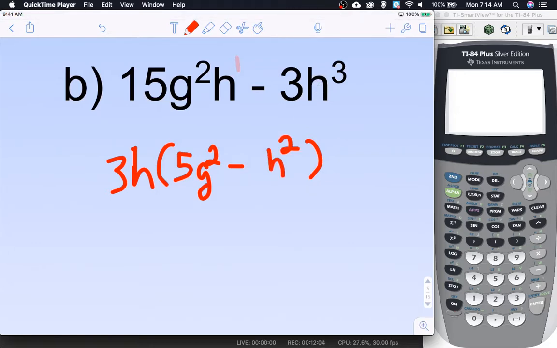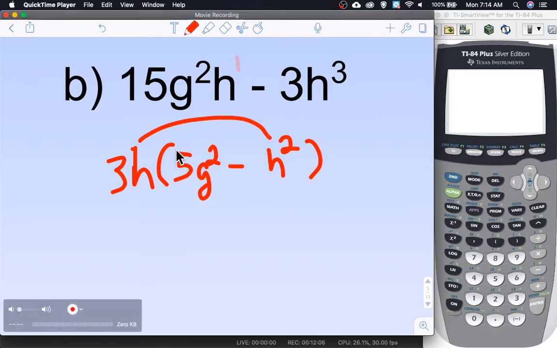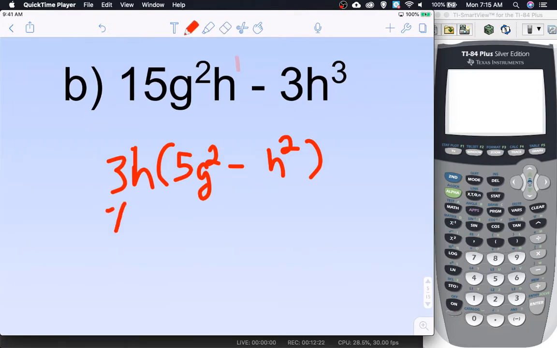And you know you did this right. If you would multiply this back together, you would get back to the original problem. And I think we do here. 3h times h squared would be 3h cubed. This first piece, the 3h, is our greatest common factor.